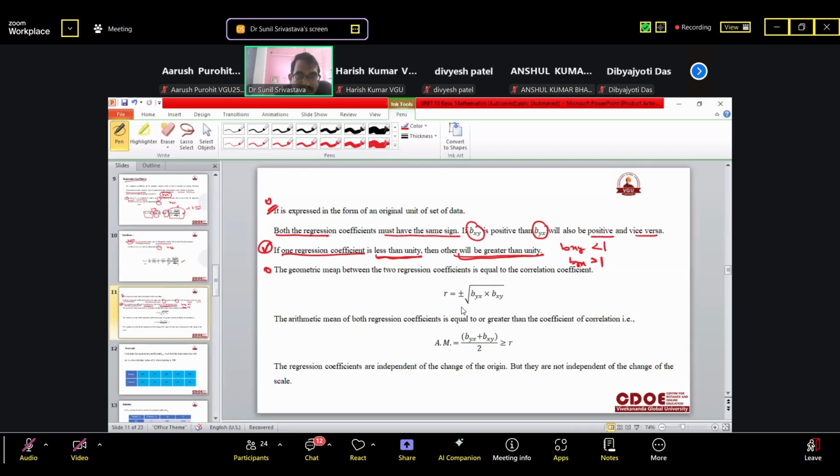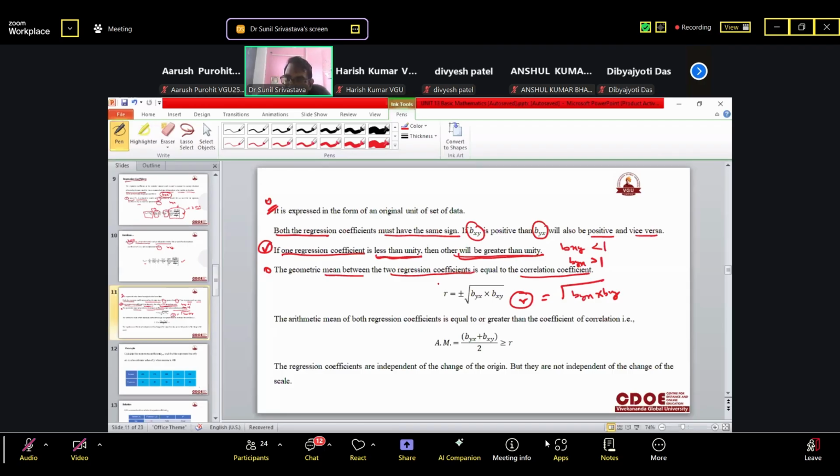Next, the geometric mean of the two regression coefficients is equal to the correlation coefficient. The geometric mean, that is byx into bxy under the root, is equal to the correlation coefficient. So r is equal to plus minus the square root of byx into bxy, that is the geometric mean.